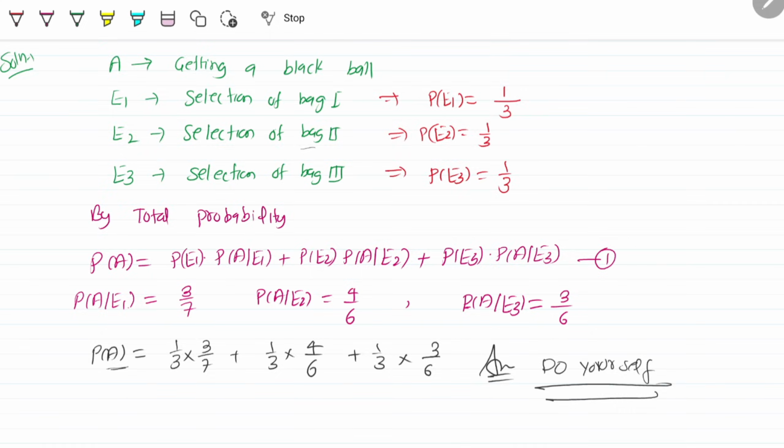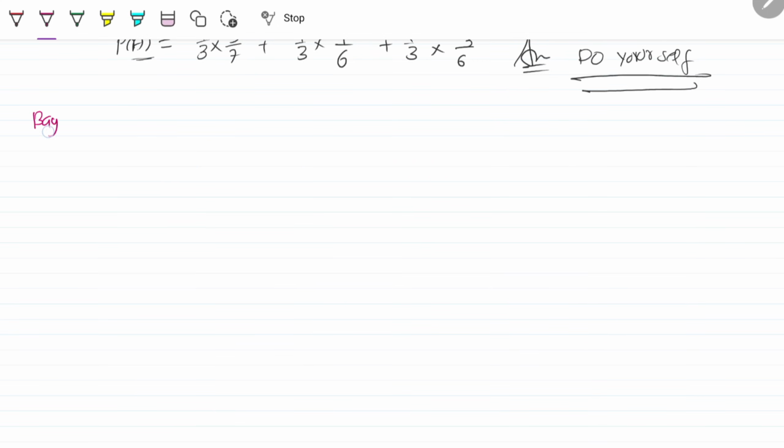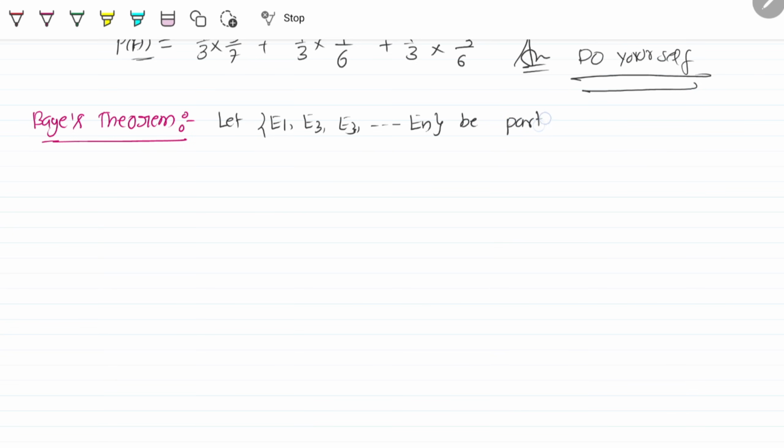So let me write the statement for you. Bayes theorem. Statement is, let E1, E2, E3, dot dot En be partitions of a sample space.